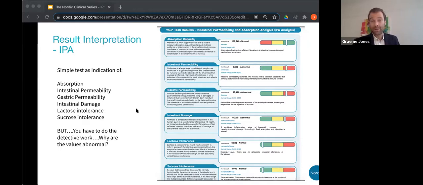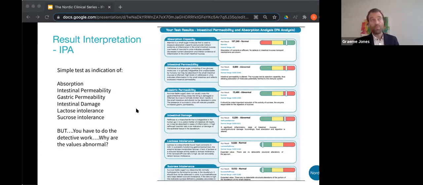But of course, this test is going to give you all these markers. It's going to tell you if absorption capacity has been affected, if there's hyperpermeability of the gastric or small intestinal mucosa, and if there's inflammation and damage going on, but it's not going to tell you why. So that's where you've got to do the detective work yourself. Why are the values abnormal? If there's high gastric permeability, you might consider Helicobacter pylori. If there's high intestinal permeability, you want to consider things like hyperglycemia.